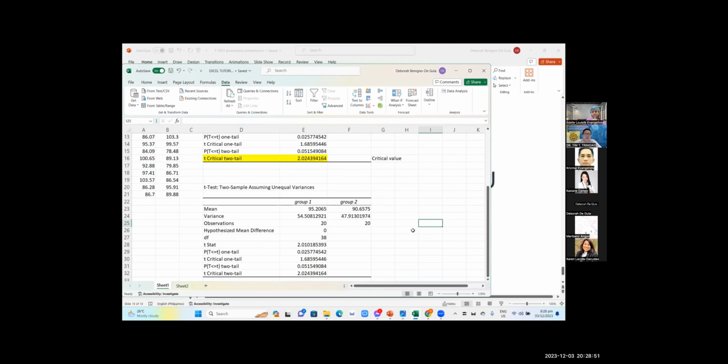Output range will be where you want to place your summary. Yun lang yan. And be careful lang with the commands. Usually, if you click on the labels, make sure that you also click on the labels kasi hindi kasama yun sa computation. So again, yeah, so that will be the summary.